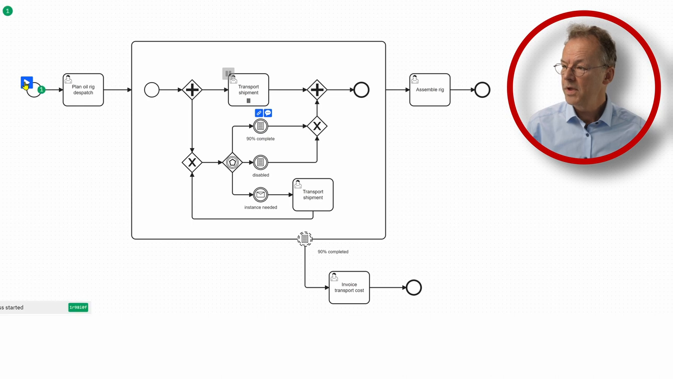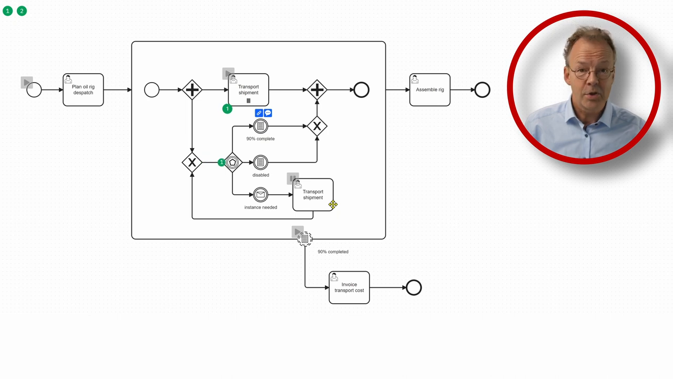So here we start with plan oil rig dispatch. And you can see now that we have two tokens. One is here at the multi-instance task transport shipment, so we can start any number of instances here. And the other one is here at the event-based gateway. And if we need additional instances, we can always create them.